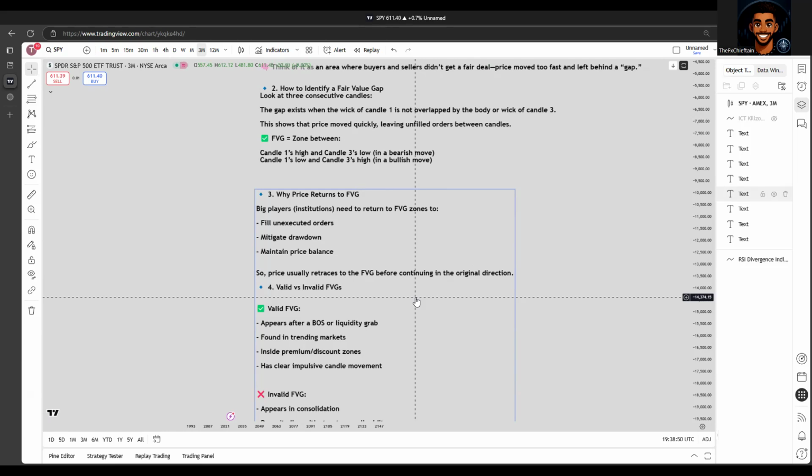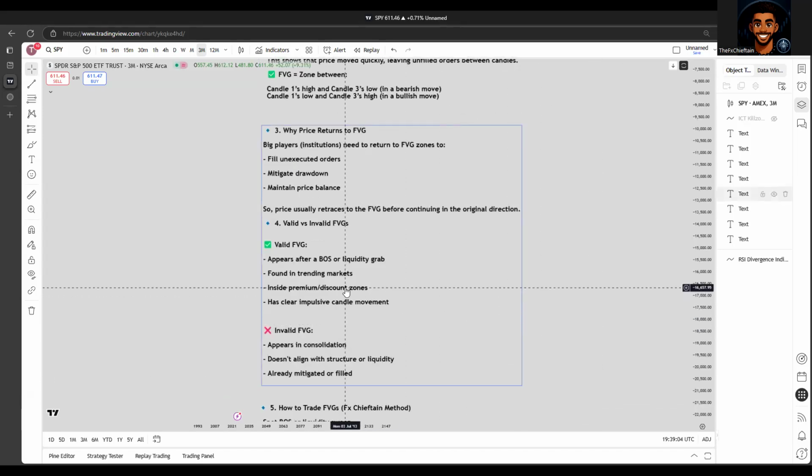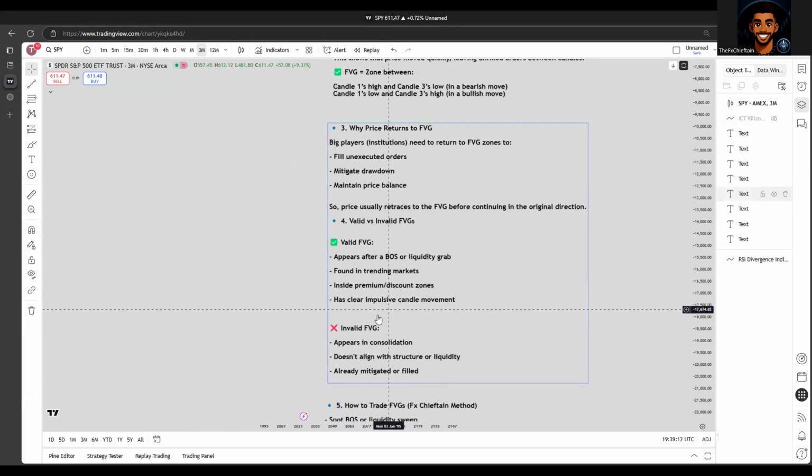Number four, we have the valid versus the invalid fair value gaps. How do you know a valid fair value gap? It appears after a break of structure or liquidity grab. That is how you know a valid fair value gap. And it is found in a trending market. The market has to be trending. A consolidating market tends not to give really good fair value gaps, and it must be inside a premium or discount zone. When you see a fair value gap inside of a premium or discount zone, it's very good because it gives you an opportunity to enter that zone and make good profit from it. It's an A plus setup, you know.